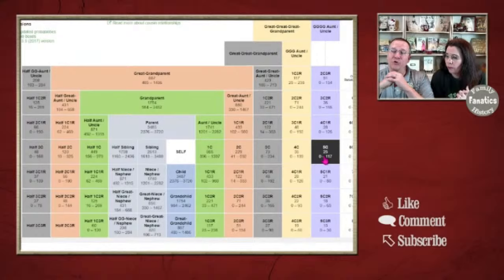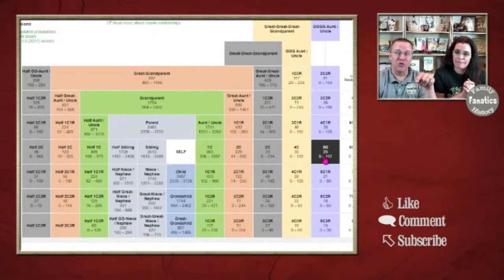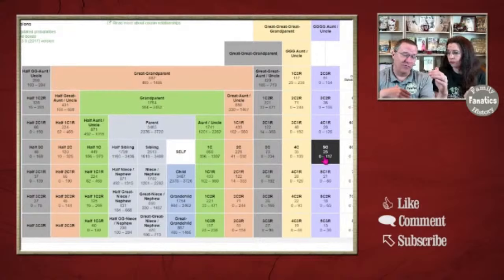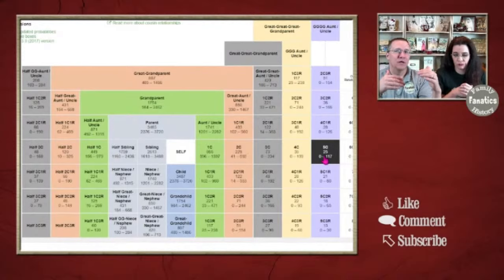Gotcha. So when you're looking at the matches, that's why it's good when companies not only tell you how many centimorgans you share, but what the largest segment is. When you have a bunch of people that are roughly the same relationship, look at the ones with the largest segment first. They're the ones that are going to be more likely, not always, more likely to be closer related to you.